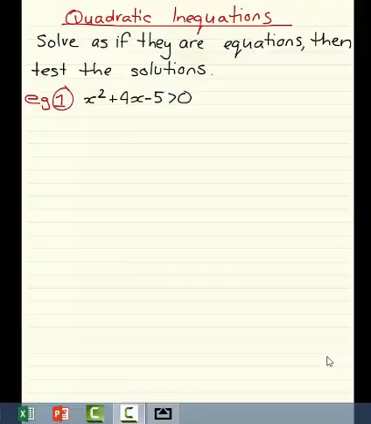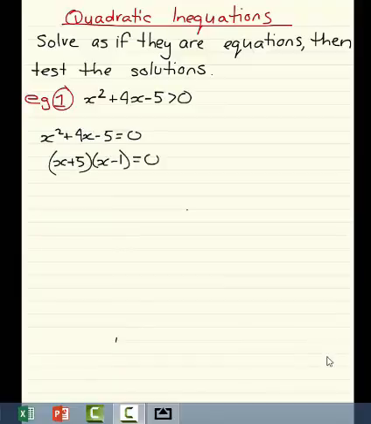So an example: x squared plus 4x minus 5 is greater than 0. Start off by solving the equation x squared plus 4x minus 5 is equal to 0. You do that by factorising. We're looking for negative 5 and we're going to get 4x. So the factors are x plus 5, x minus 1, and that is equal to 0, which means that x must be equal to negative 5 or x must be equal to 1.